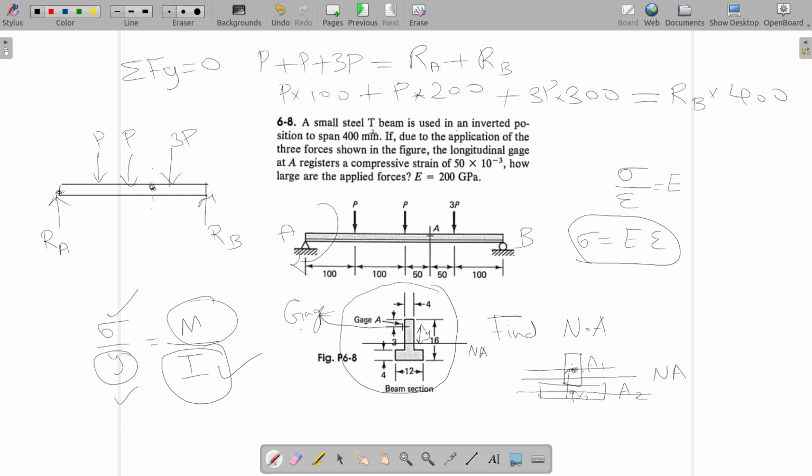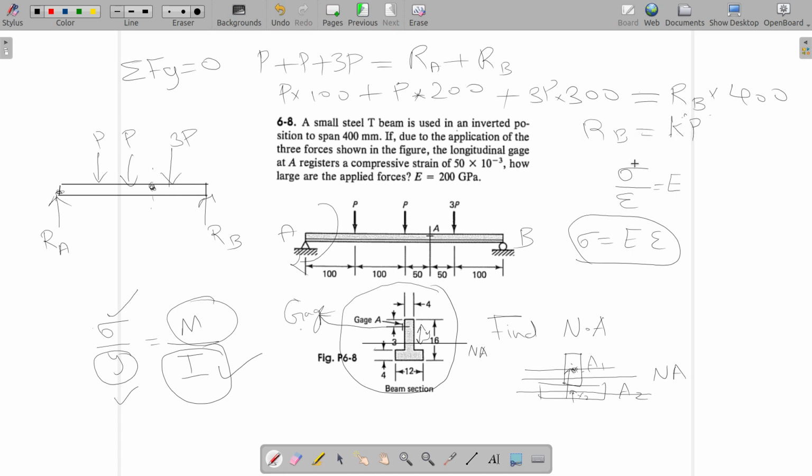So from these two equations, you can calculate, let's say, RB as a function of P. All right, you will get an answer something like 4P, 4.5P, 6P. So it will be a function of P. Function of P means the answer will be something like KP or something.